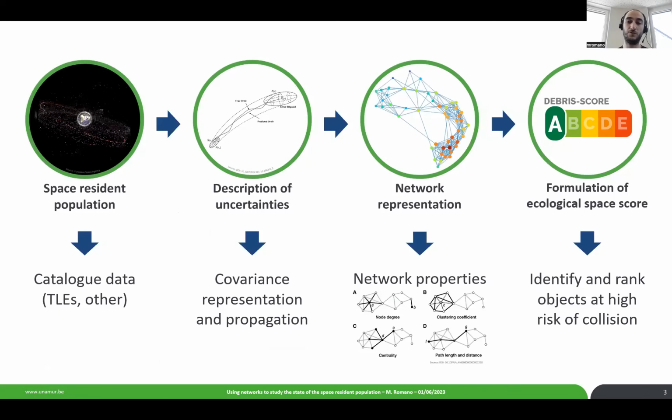What we do, in fact, is to use networks. We collect data about the space resident population. There are several catalogs that are updated each day by several maintainers, entities that maintain these catalogs. We obtain data about their state, so their position in space and the uncertainty related to this position. And then we combine them in order to obtain a representation via a network. This network is then studied to show the interaction between the objects, to highlight several properties that we then use to create some kind of measures or scores that measure risk or sustainability of the whole population.